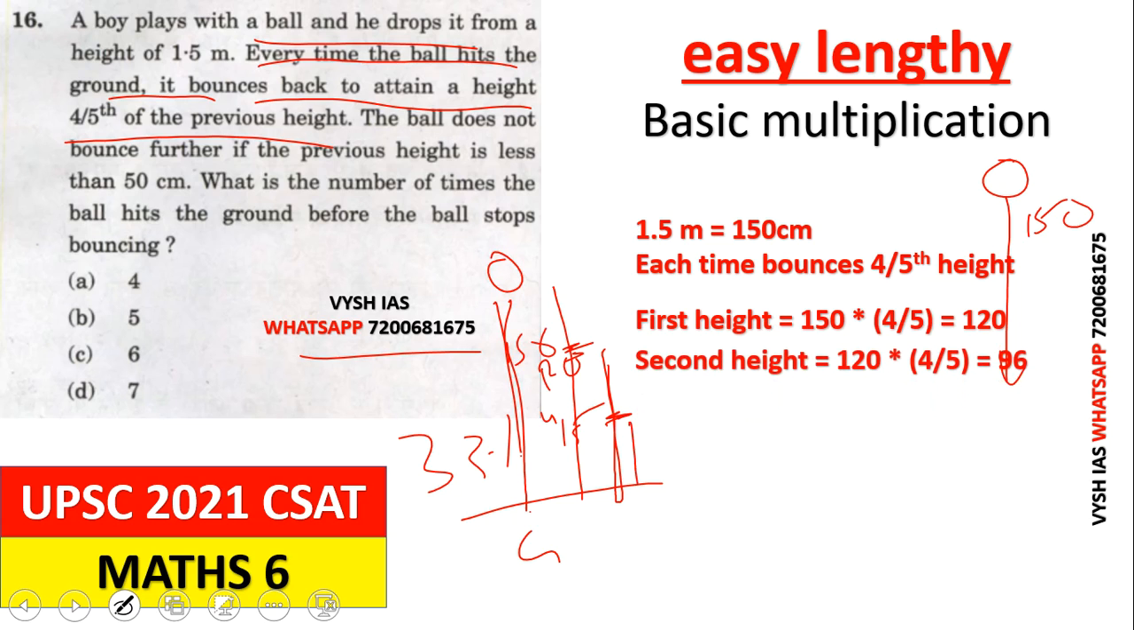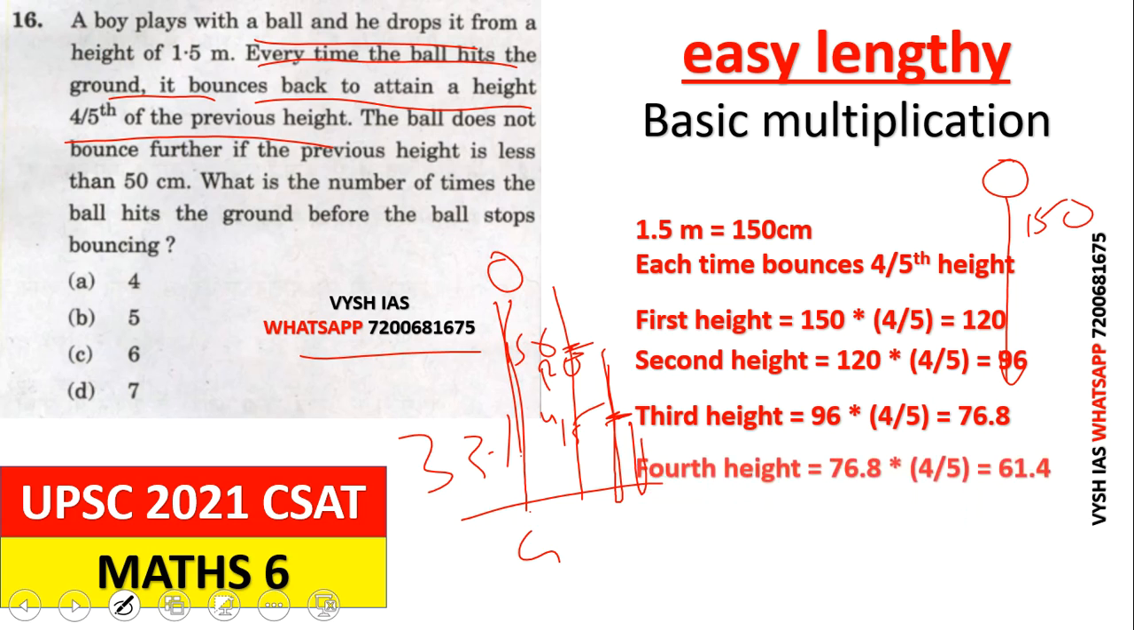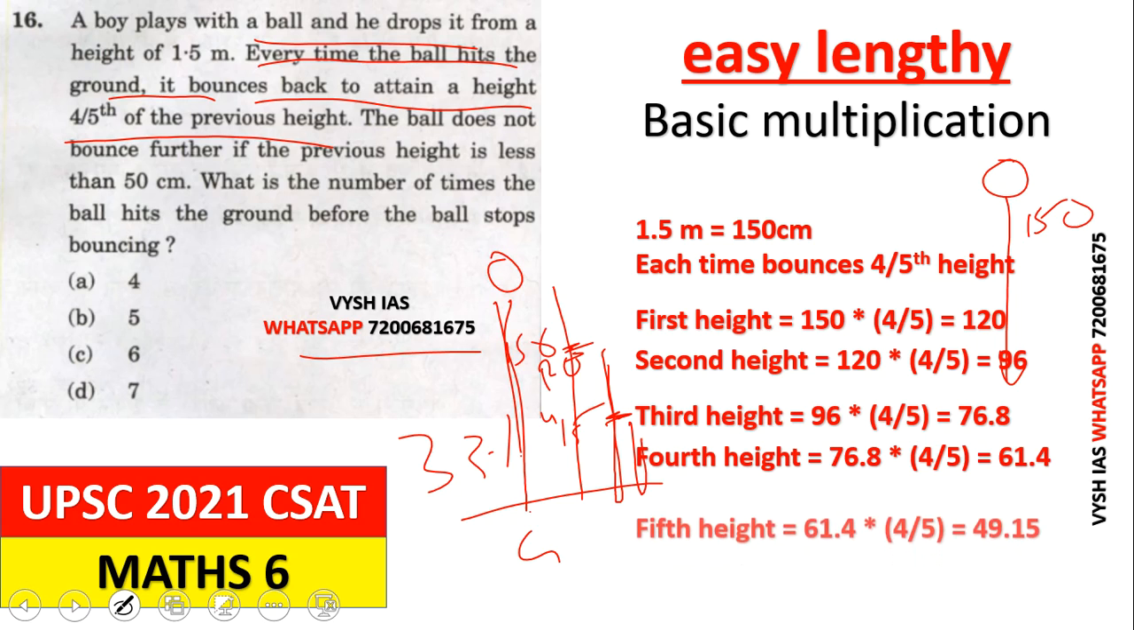Then again you go down. It will come back 4/5 of that, which is 76.8. Again you do it. It will come to 61.4. Okay, this is pure multiplication. Just simply into 4 by 5 into 4 by 5 like that. So again, how many times will you do it? For that you have to read the question.